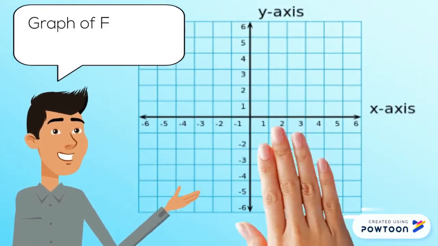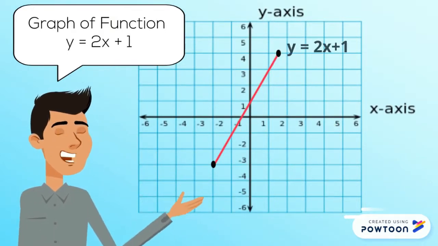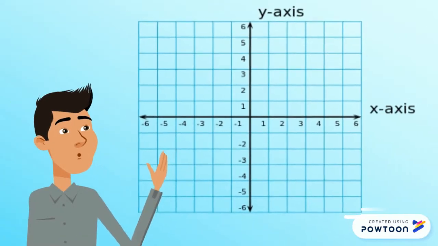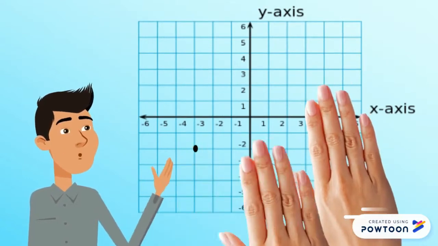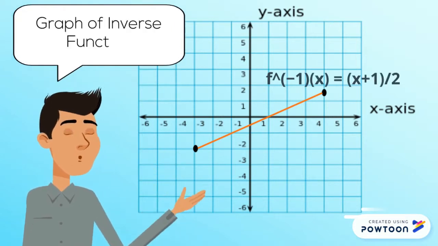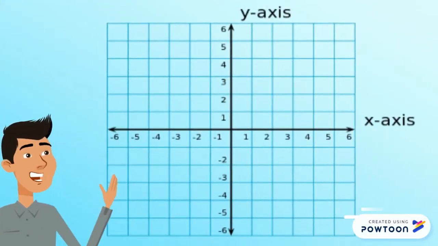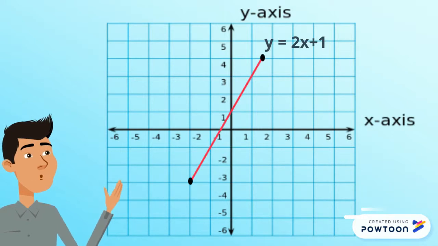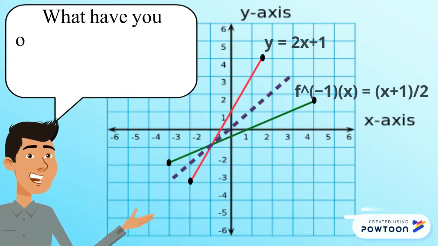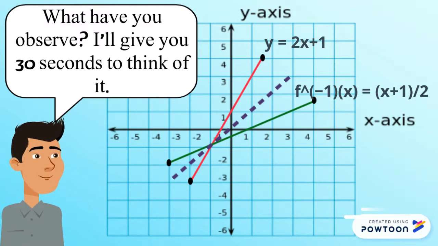So here we go, guys, to plot the points y = 2x plus 1. So here we now again, guys, to plot the function of the inverse, which is (x plus 1) all over 2. So guys, here we go to combine the function and the inverse function of the expression. Okay, what have you observed? I'll give you 30 seconds to think of it, okay?